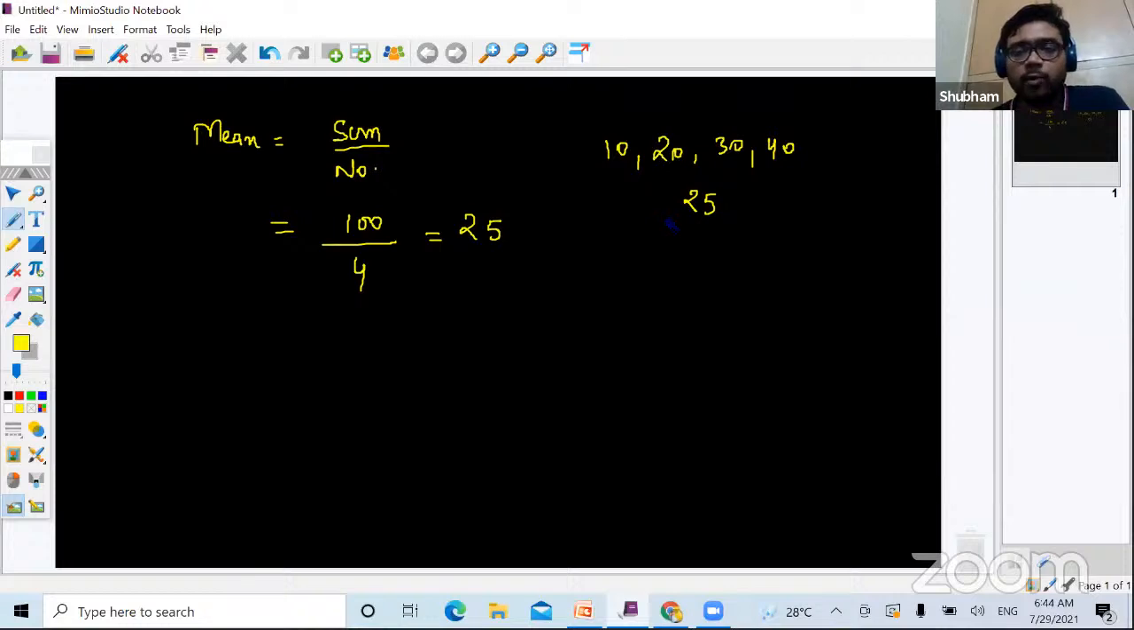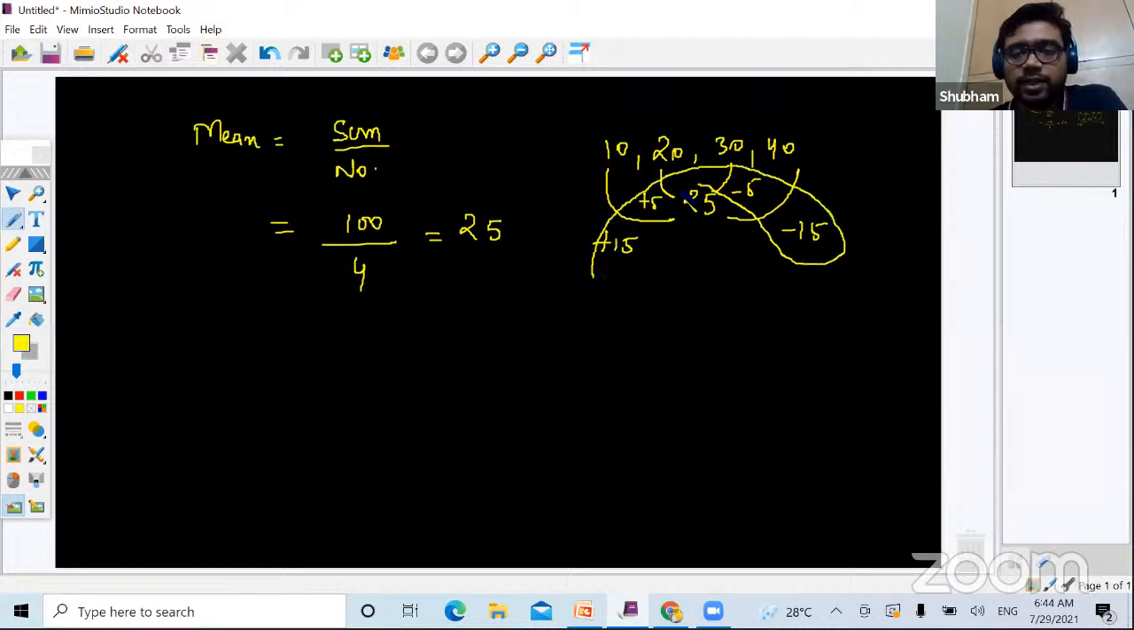Or in other language, see, what exactly is the deviation distance between 25 and 20, plus 5; 25 and 10, plus 15; it's minus 5, it's minus 15. If you add all these distances, it comes out to be 0, and these distances are being termed as deviations. So arithmetic mean is also known as a point where my sum of deviations comes out to be 0.